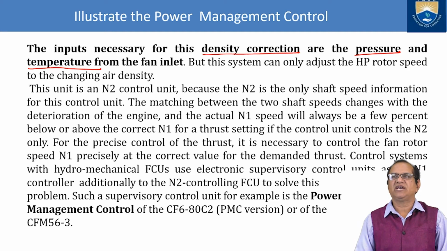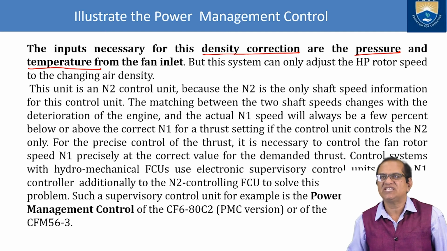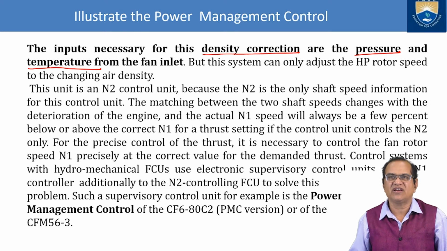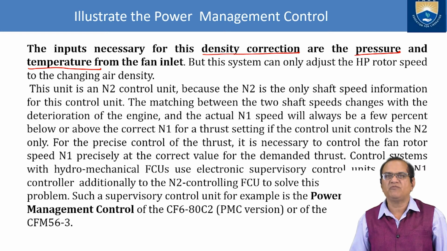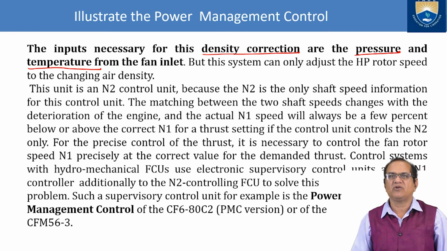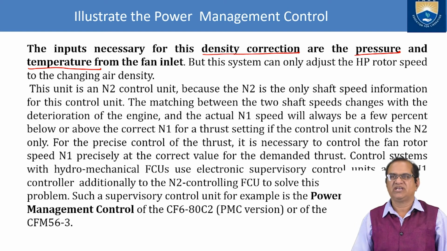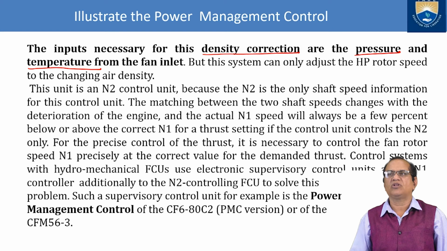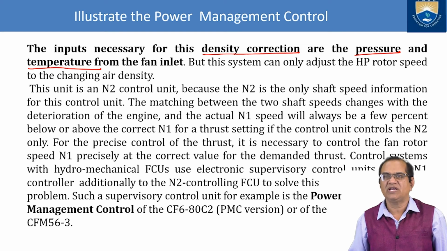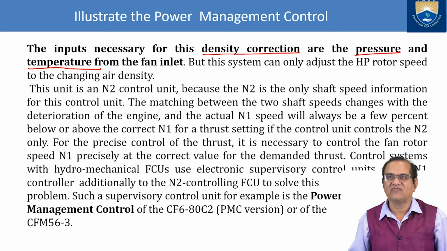The matching between the two shaft speeds changes with the deterioration of the engine, and the actual N1 speed will always be a few percentage below or above the correct N1 for a thrust setting if the control unit controls the N2 only. For the precise control of the thrust, it is necessary to control the fan rotor speed N1 precisely at the correct value for the demanded thrust.